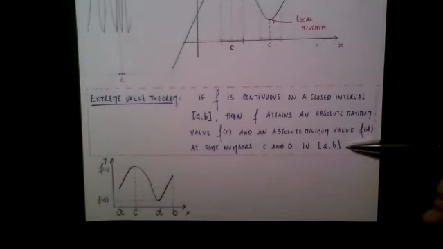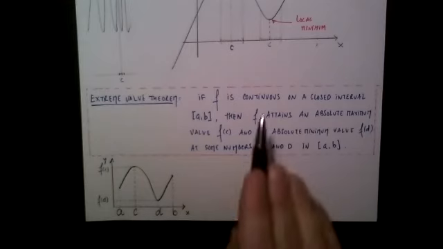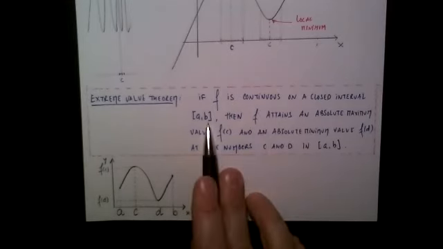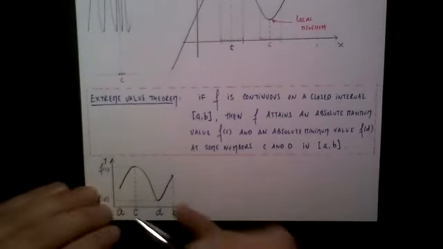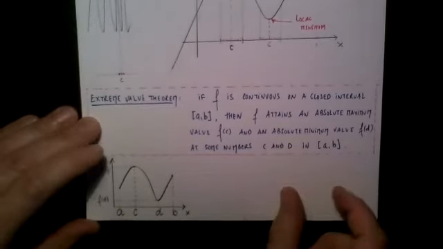Okay, so continuous over a closed interval. Let's see why these requirements need to be here. Why does it need to be continuous, and why does it need to be a closed interval and not an open interval? Let's see a bit deeper. I'm not going to write it here because it's too small. I'm going to change page.